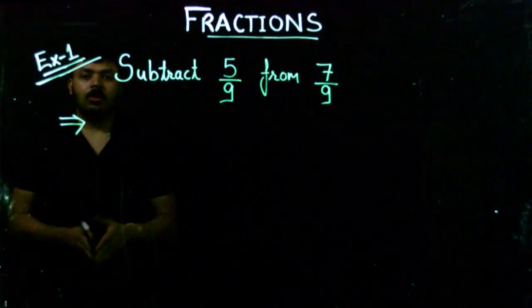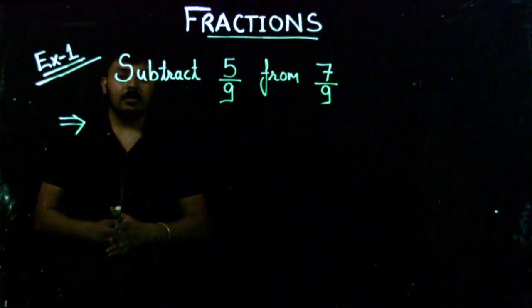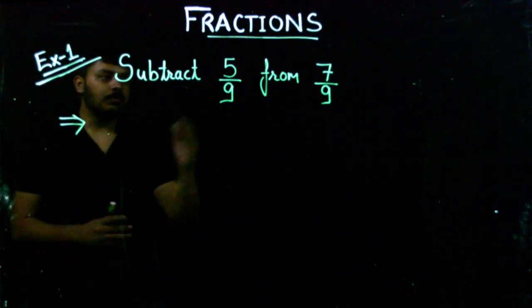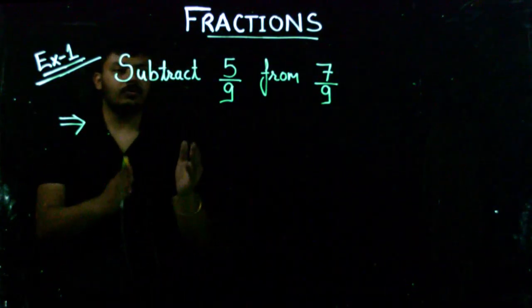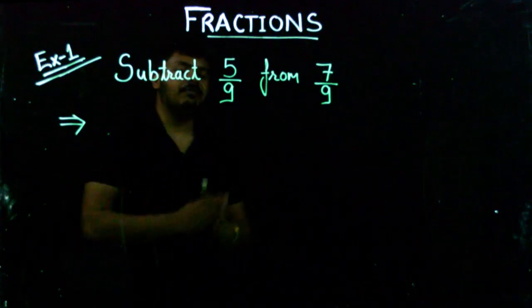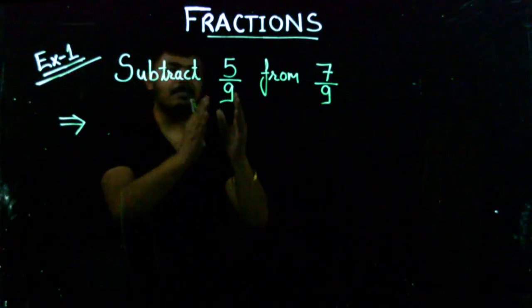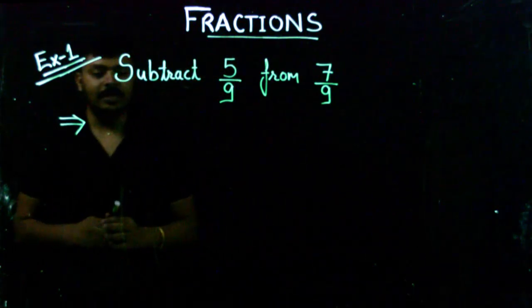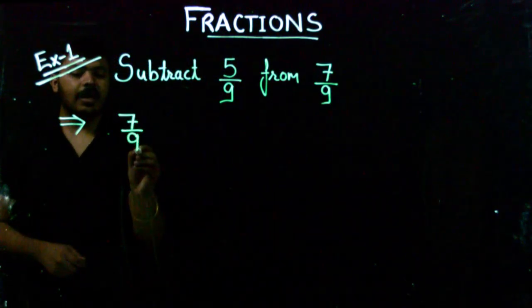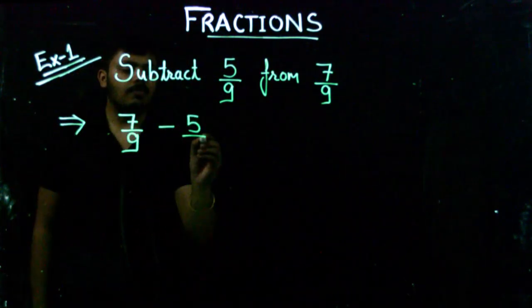So students, now let's look at example number 1. Subtract 5 by 9 from 7 by 9. Here also you can see there are two like fractions, since both have the same denominators. So we have to subtract 5 by 9 from 7 by 9. Let's start from 7 by 9. We have to subtract 5 by 9.